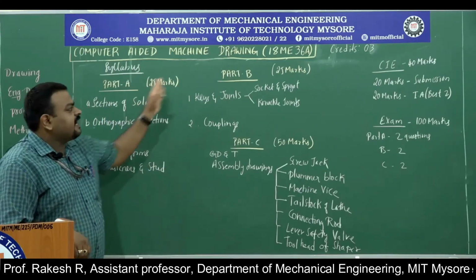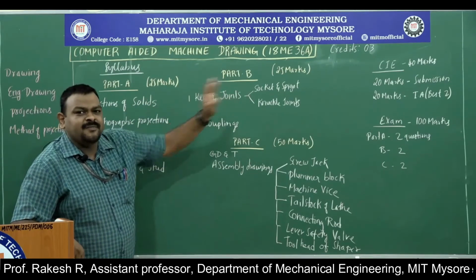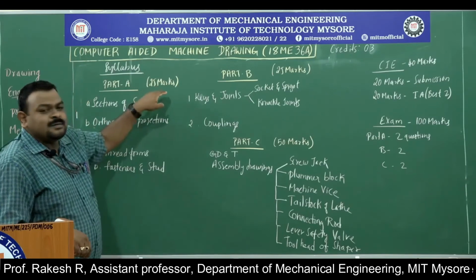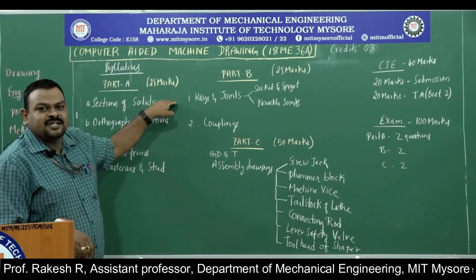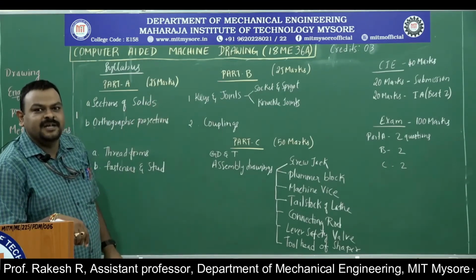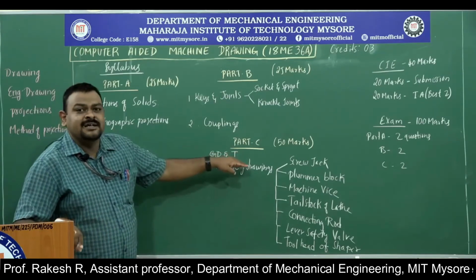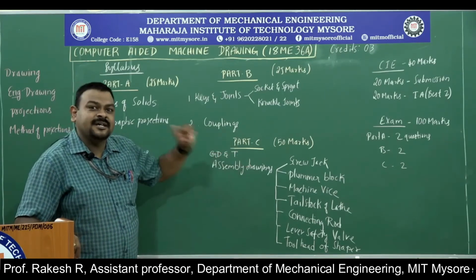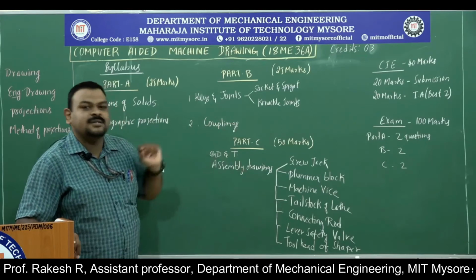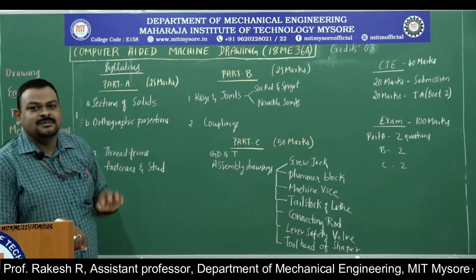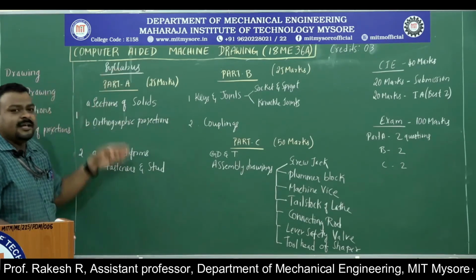In part A and part B, for submission marks, 60% of the marks is for sketching and 40% is for printout. Whereas in part C, 60% of the marks is dedicated for printout and 40% is dedicated for your sketching. Let us see the syllabus.